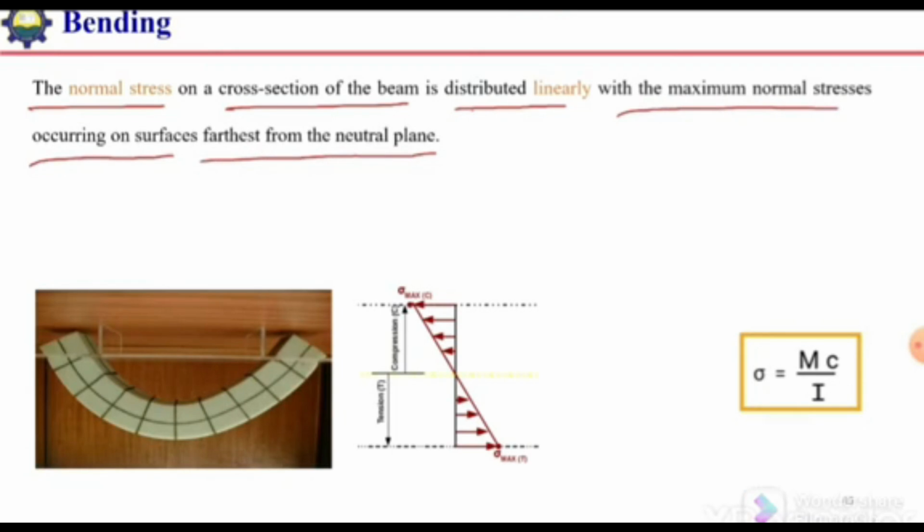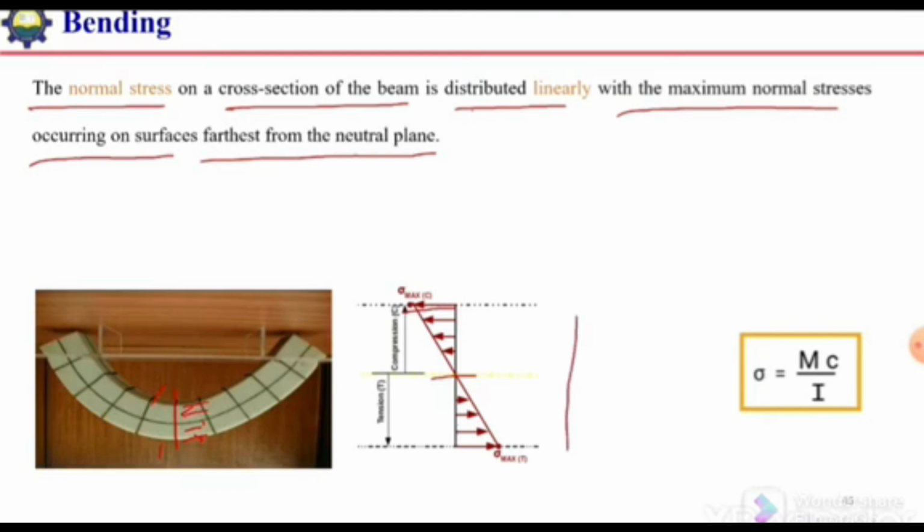When a beam is subjected to bending, the normal stress, perpendicular to the applied load, or we can say perpendicular to the section, will occur, and the variation of these stresses is linear. So zero at the neutral axis and maximum at the extreme fiber. At the extreme fiber, at the top compression and at the bottom tension. Here it is compression and here it is tension.